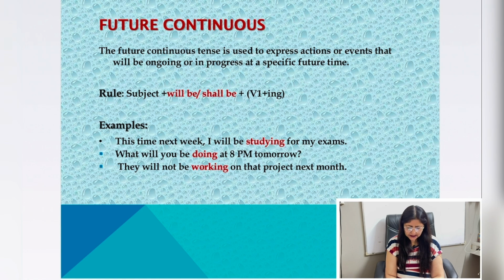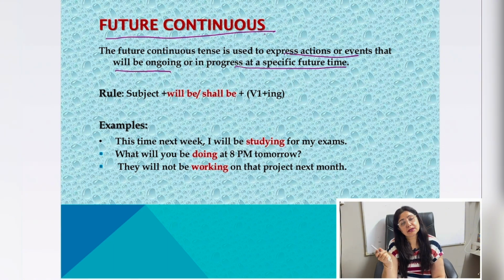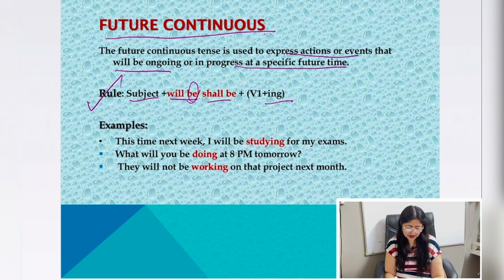For future continuous tense, it is used to express actions or events that will be ongoing at a specific future time. For example, tomorrow at this time you will be doing this thing, or day after tomorrow at this time you will be doing that thing. So whatever you will be doing at a specific point of time in future, we make use of future continuous tense. The rule will be subject, will be, shall be and V1 ing. Will and shall are already being used by future tense, so we need to add something to this, and we'll be making use of be: will be, shall be and V1 ing.